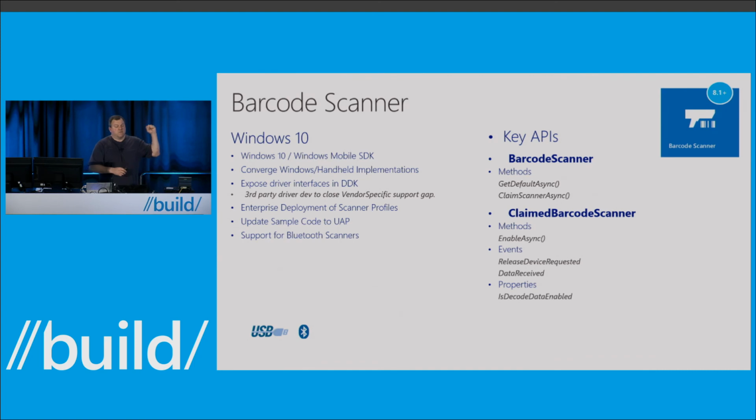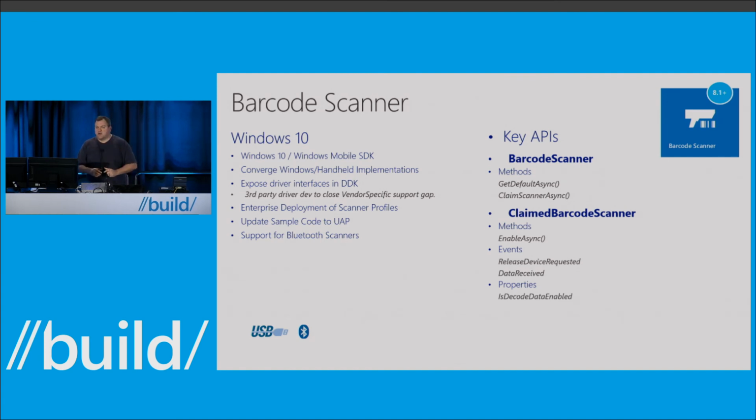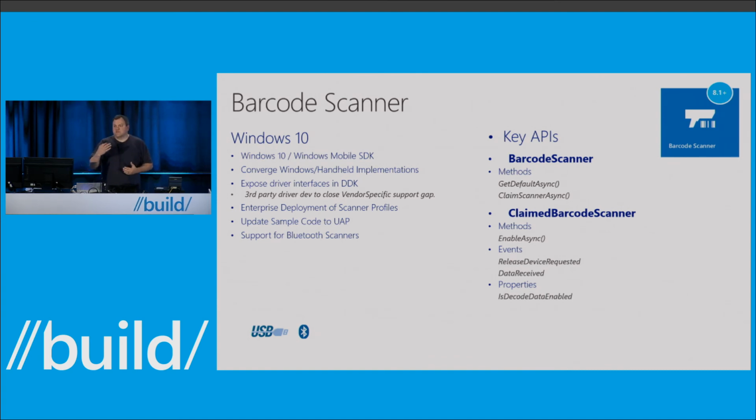Now, the APIs here I showed in my little walkthrough, the barcode scanner code. You start off with a barcode scanner, you claim the barcode scanner, that gives you a claimed barcode scanner object, and then on that you have a number of items that you can call to enable it to do things, to set properties.